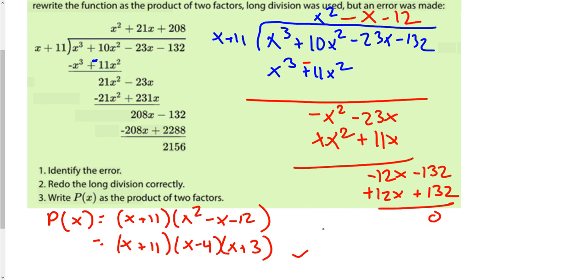Well, there you go. That's polynomial long division for you. I hope that wasn't too confusing, but we're going to take some time and practice this in class. Once you get used to the process, it's not that bad. You just have to be very disciplined in your addition, subtraction, and multiplication.